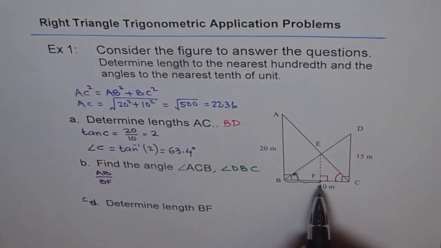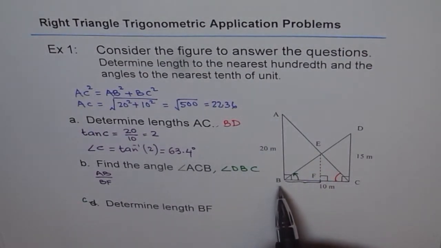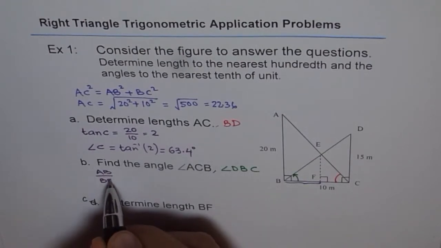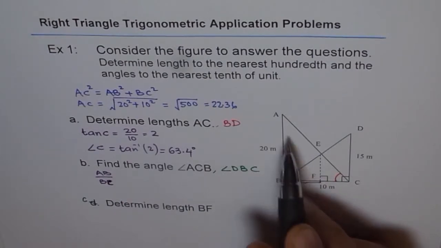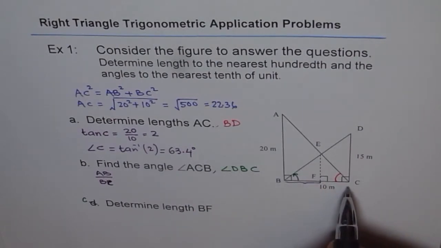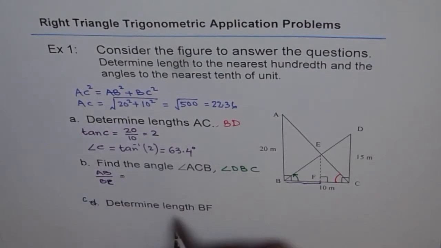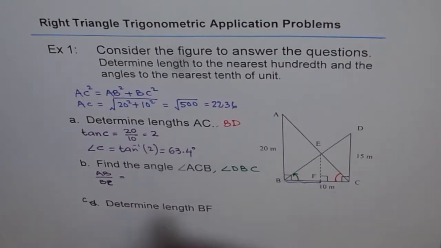So AB over BF, let me see, first I should write, AB is the big triangle, so I should take BC here, right? So in the big triangle, if you see from this angle, opposite to this is AB and the base is BC. That is the big triangle. And we are considering the small triangle, which is CEF, right? So we can say that this is equal to EF over FC, right?